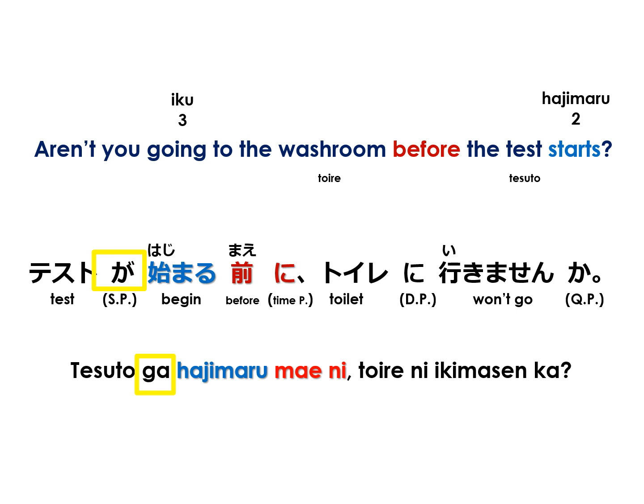Note that for the subordinate clause, テスト takes the subject particle が and not は, because when the subject of the subordinate clause is different from that of the main clause, then the subject of the subordinate clause takes が, and the subject of the main clause typically takes は. In our example here, the subject of the main clause is you. Aren't you going to the washroom?